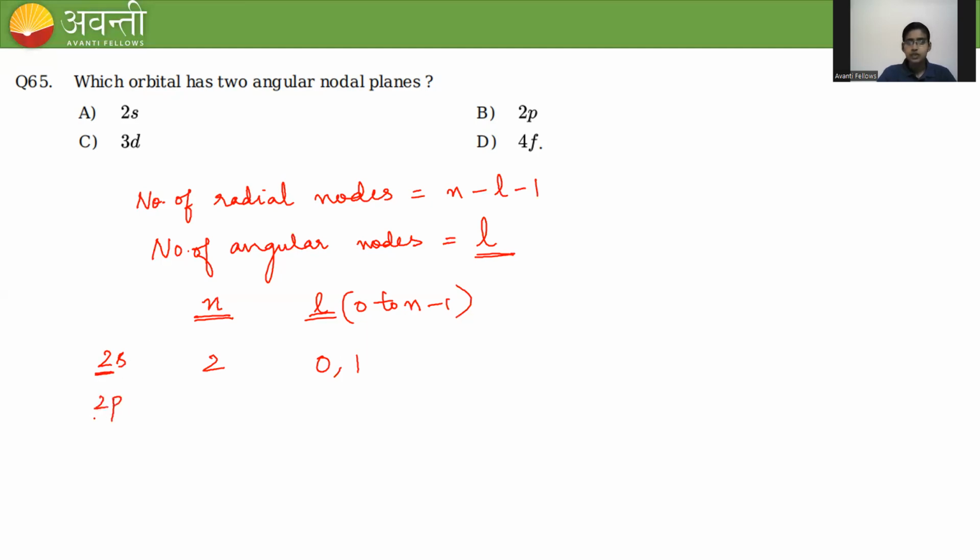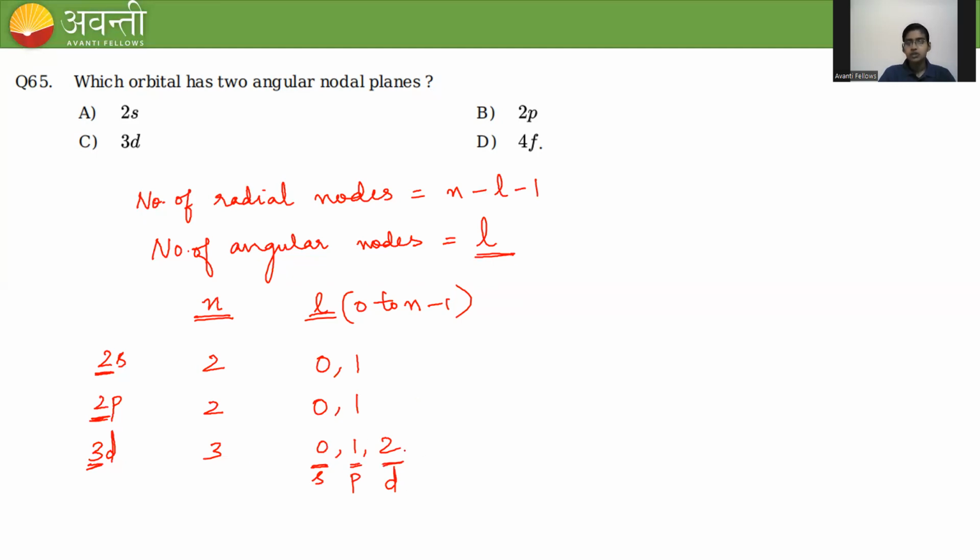And for option B also the same thing. The n value is again 2. The l value is 0 and 1. And for 3d orbital, the n value is 3. Okay, and the l value can be 0, 1 and 2. Here 0 corresponds to s orbital, 1 corresponds to p orbital, and 2 corresponds to d orbital. Okay, so it is 3d.